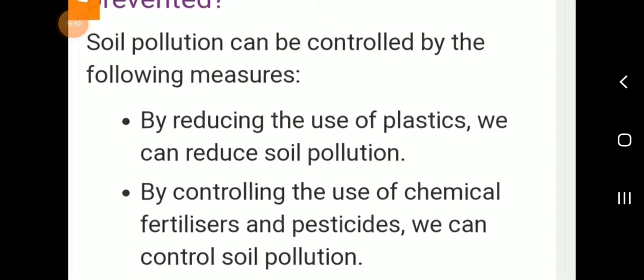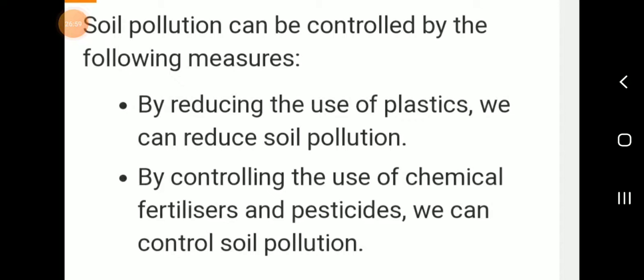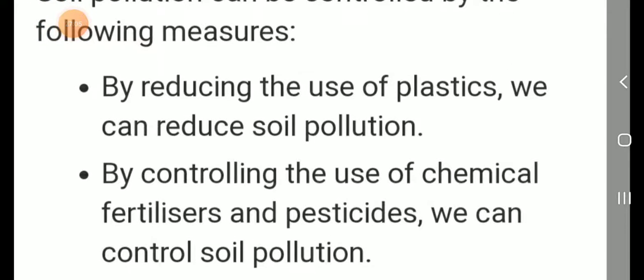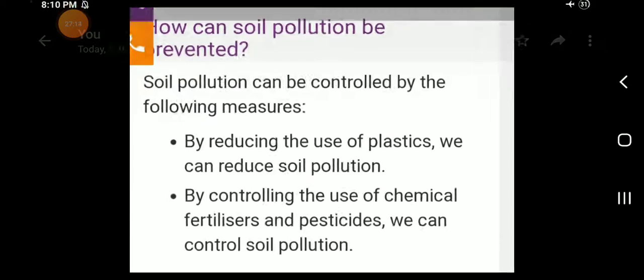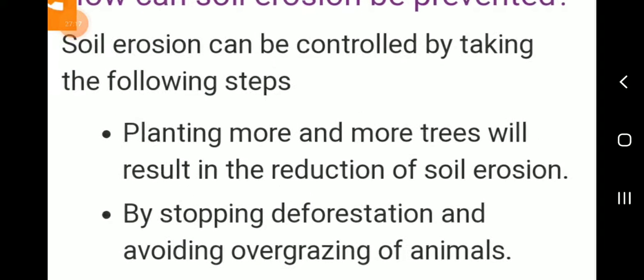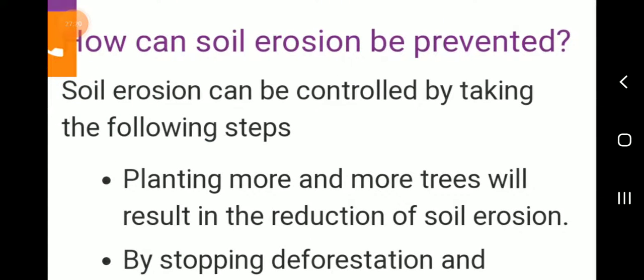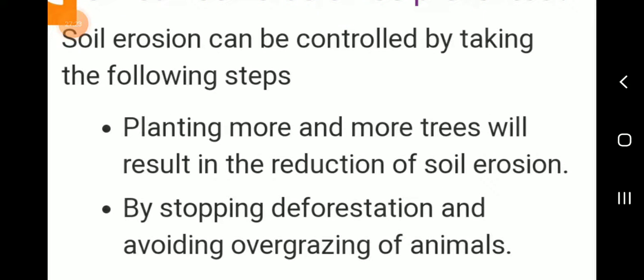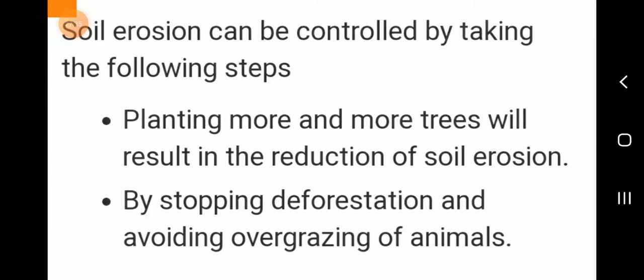Then, how to prevent soil pollution? By reducing the use of plastics, we can reduce soil pollution. By controlling the use of chemical fertilizers and pesticides, we can control soil pollution. Next question, students. How can soil erosion be prevented? Planting more and more trees will result in the reduction of soil erosion by stopping deforestation and avoiding overgrazing of animals.